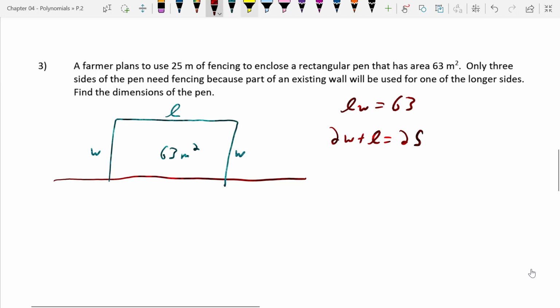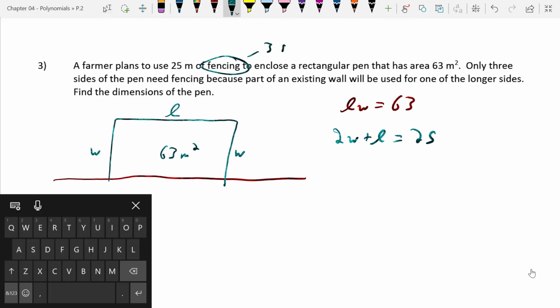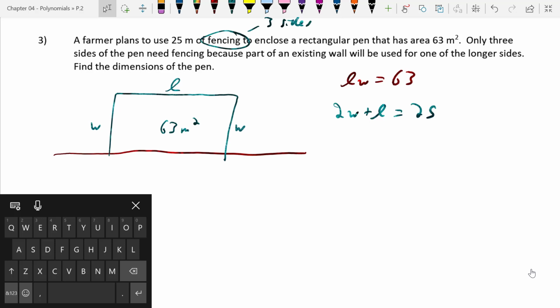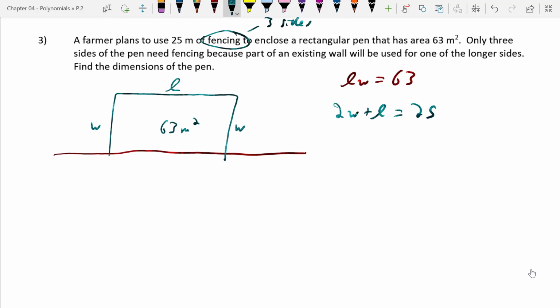Now, how do I know that second equation? Well, I'm going to do that in aqua, actually. Because that's the fencing. 2W plus L is not the perimeter, it's the amount of fencing we have, because the fencing's on 3 sides. So since the fencing's on 3 sides, I only want to add up the length once. It says part of an existing wall is used for one of the longer sides.